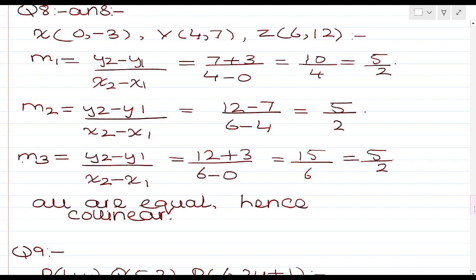So that is 10 divided by 4 or 5 divided by 2. For the second gradient, which is of y and z, we will write (12 minus 7) divided by (6 minus 4), and that is also equal to 5 by 2. And for the last gradient, which will be of x and z, or in short the first and last point, we can write (12 minus (minus 3)) divided by (6 minus 0), that is equal to 15 by 6 or 5 by 2. So we can conclude that all are equal, hence the points are collinear.